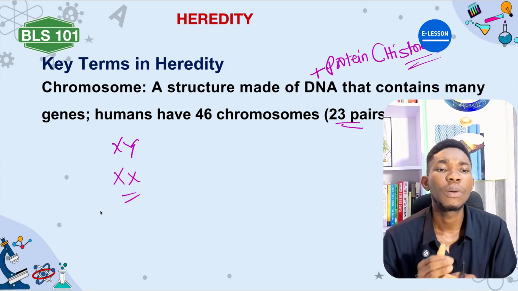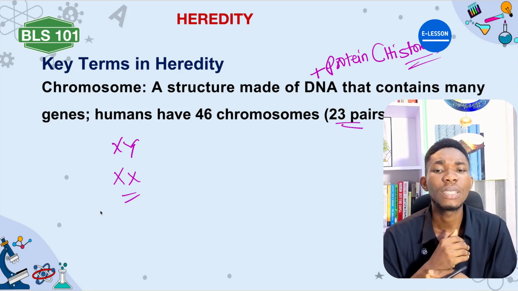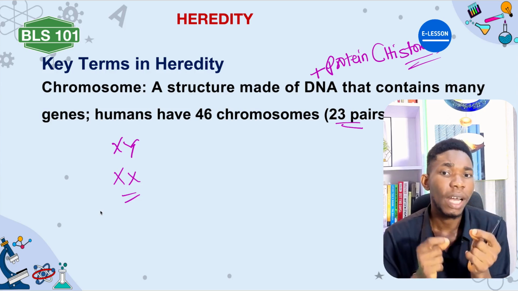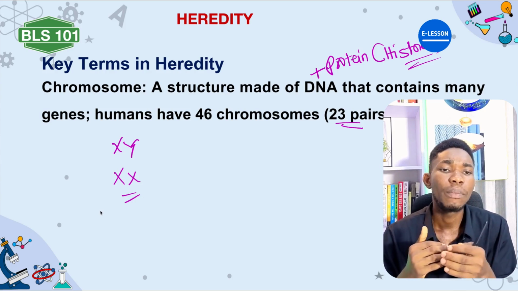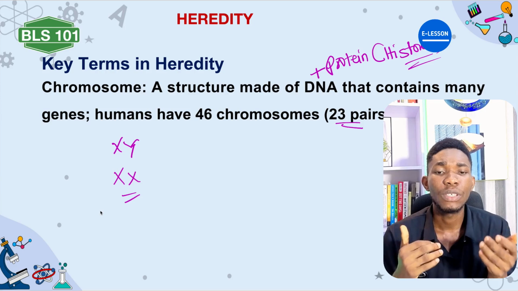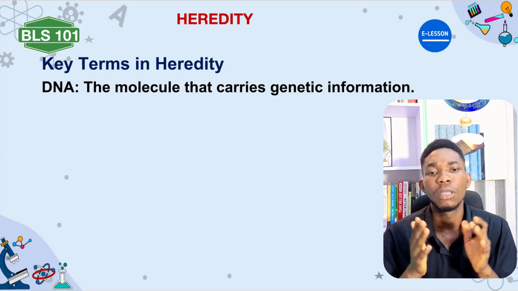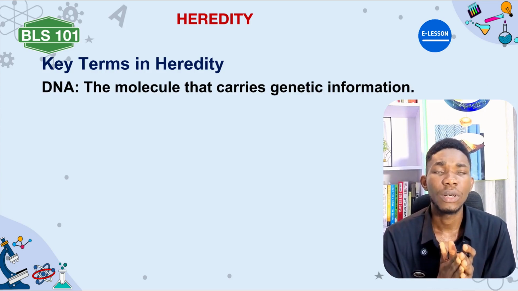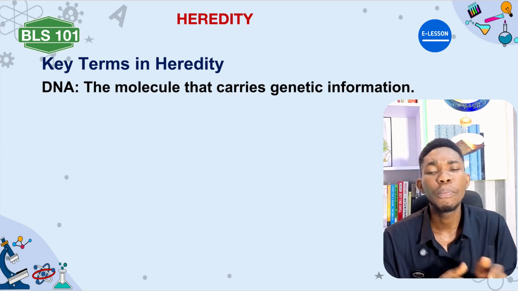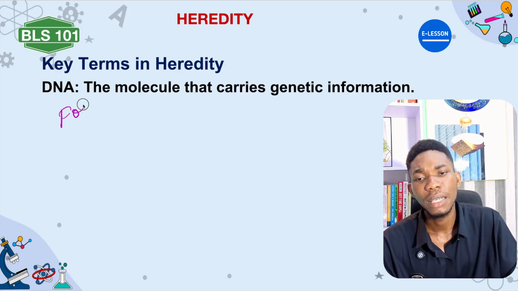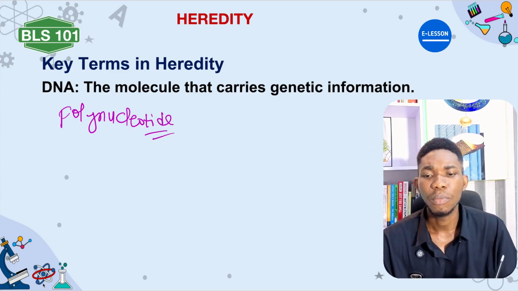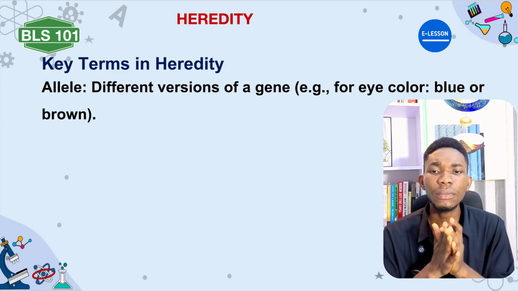Is that okay? A structure made up of DNA plus protein that contain many genes. We've said that a gene is just a segment of the DNA that controls a particular trait. So when you have a structure that is made up of DNA that contains as many genes as possible, you call that what? Chromosome. And we said there are 46 what? Chromosomes. Now the DNA, the molecules that carry genetic information, deoxyribonucleic acid, is a polynucleotide. The DNA is a polynucleotide. I have taught you about DNA before, so I wouldn't really delve deep into DNA. It's a polynucleotide.